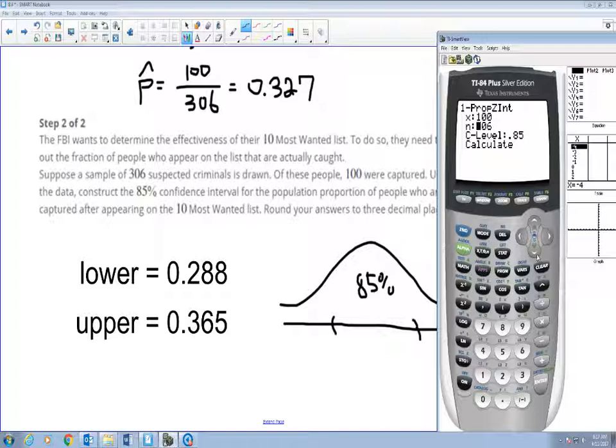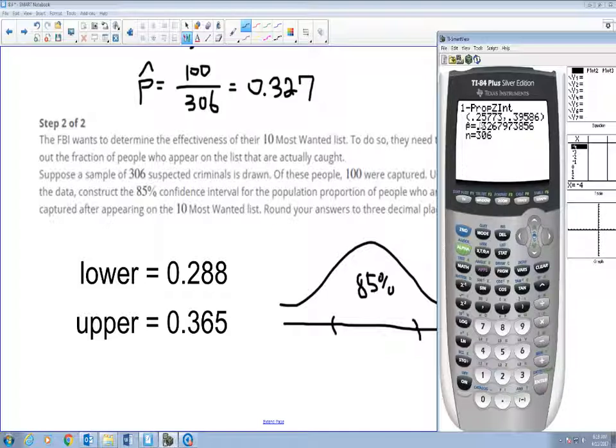If I increase to 90%, it becomes 0.282 to 0.371. So my lower and upper bound started to change when I began to increase. What that's saying is I'm increasing my margin of error as well. Basically, the wider the confidence interval, the more margin of error exists. So imagine I take it up to 0.99, a 99% confidence level.